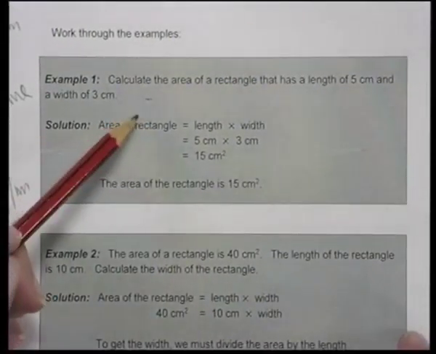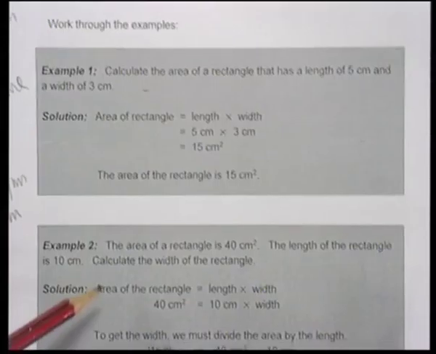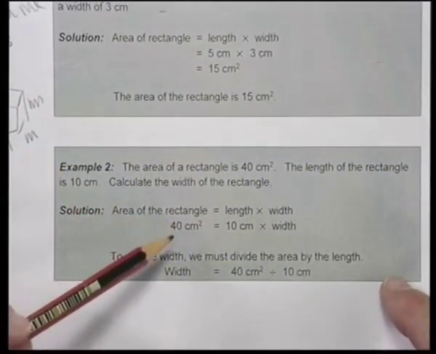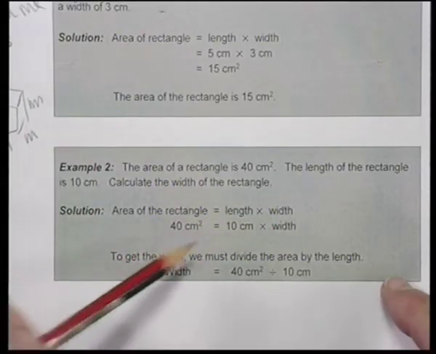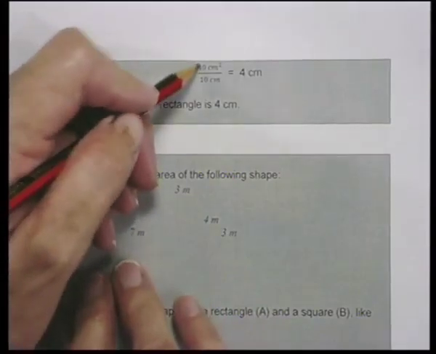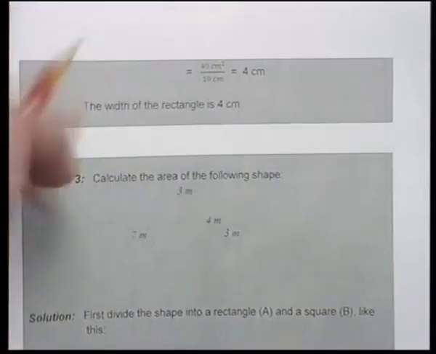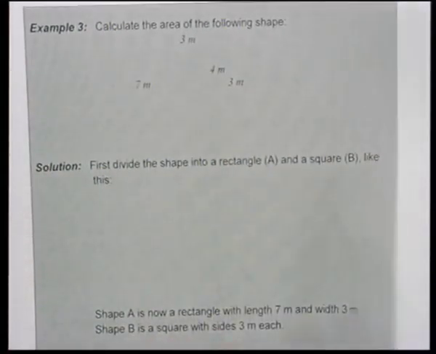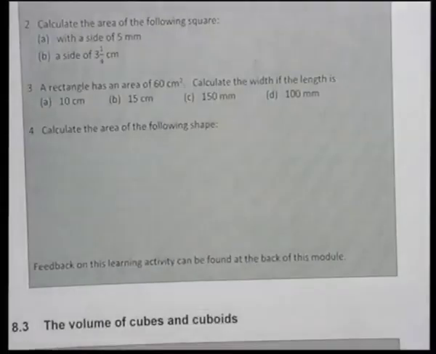The area of a rectangle, in this case 5 times 3, 15 square meters. And in this case we have the area of the rectangle. The area is 40, that's given, and the length is 10. So what times 10 is 40? Or 40 divided by 10 is what? We know that the width of this figure will then be 40 divided by 10, which is 4 centimeters. So we can find the width of the rectangle by dividing. And then there are areas that we can find again. The following shapes, I did not draw here.